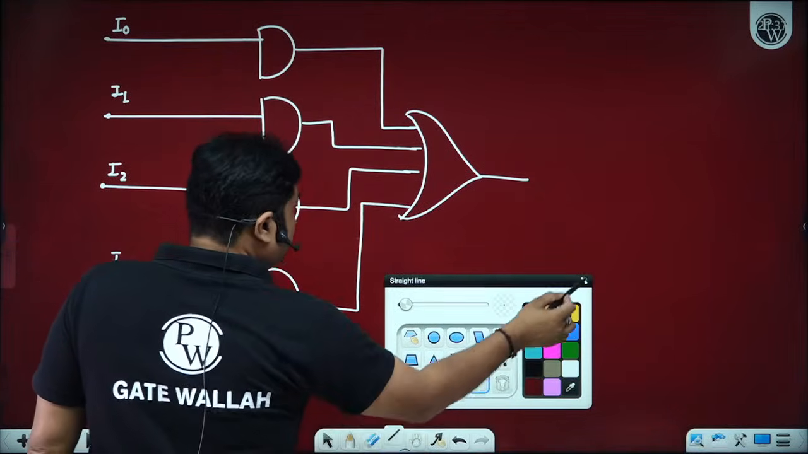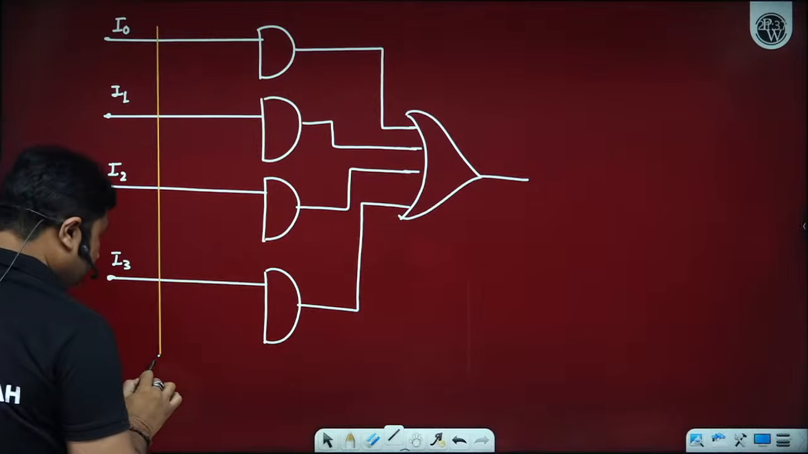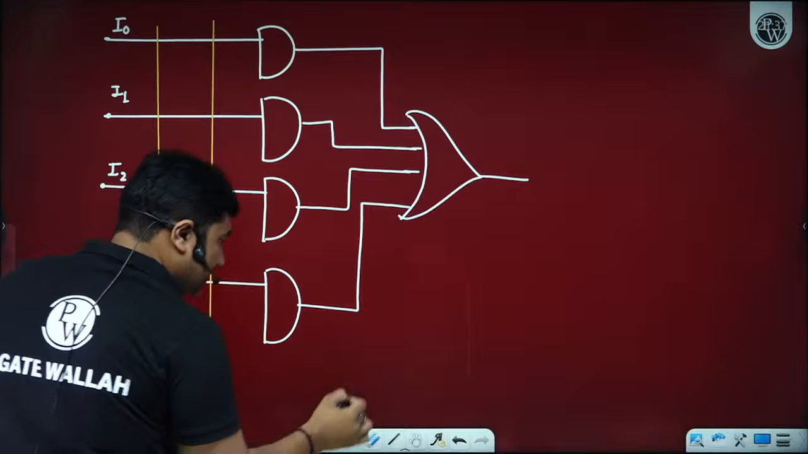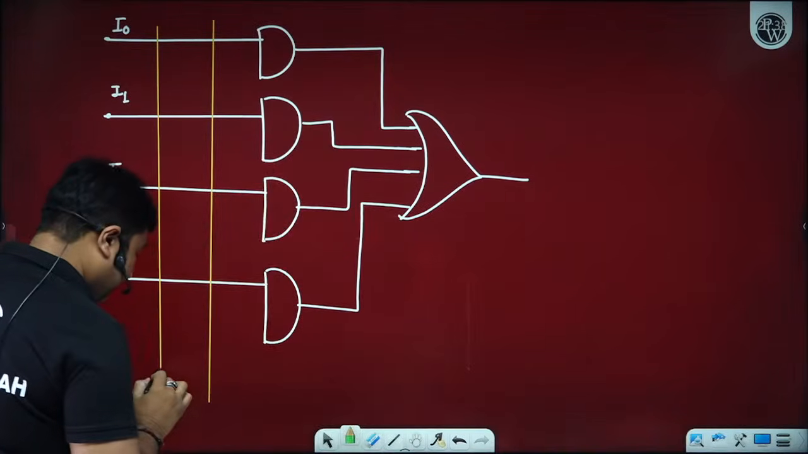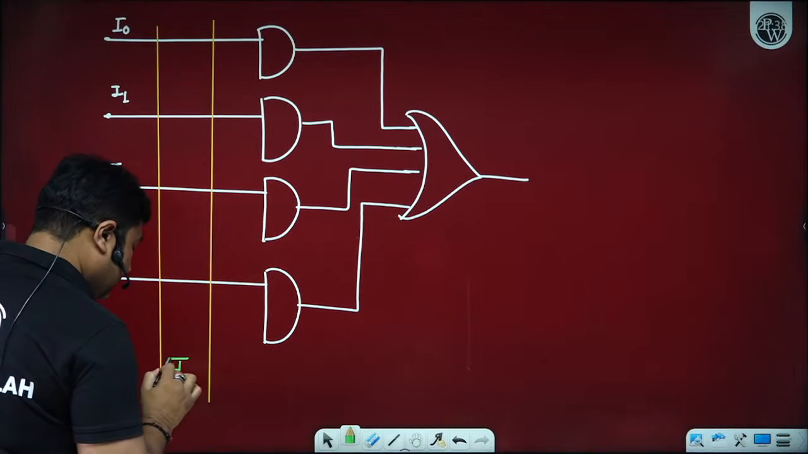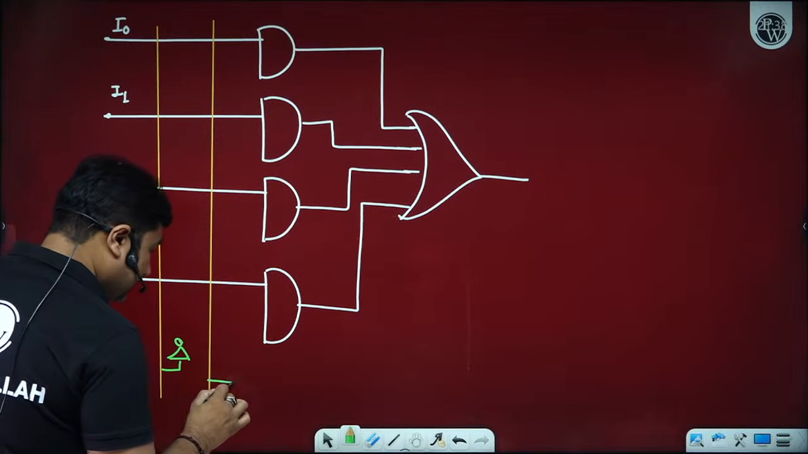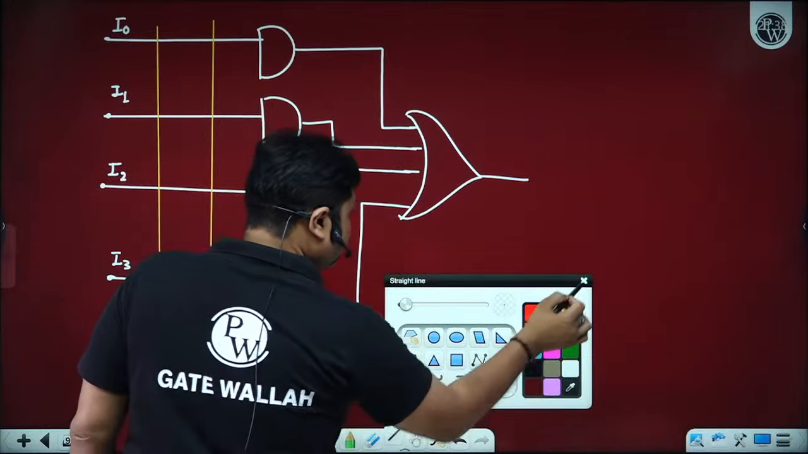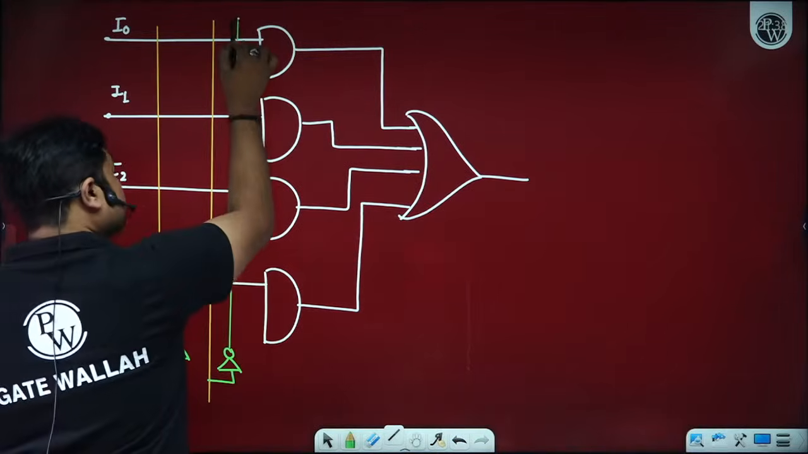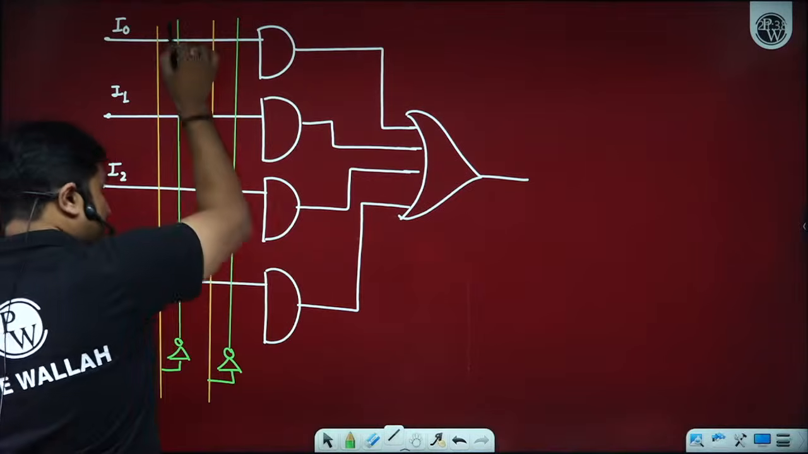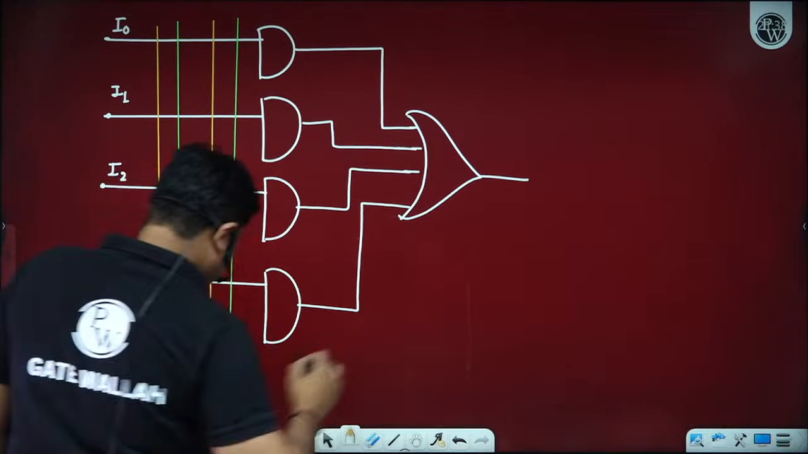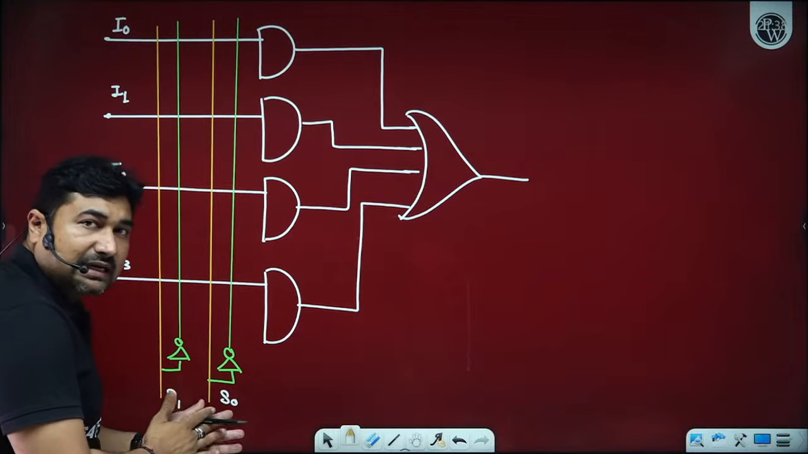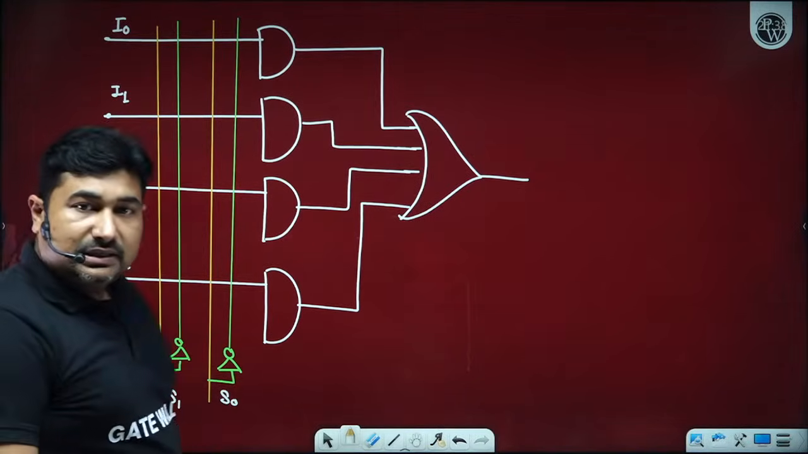Okay? Yes, sir. Now please observe here. In this, we are the designer, so we are designing as per the conventional representation. Okay. So here we have S0 and S1. Always remember the select lines are always defined.